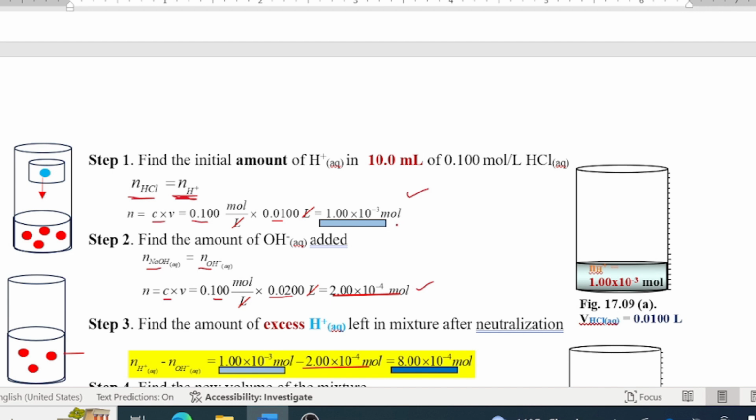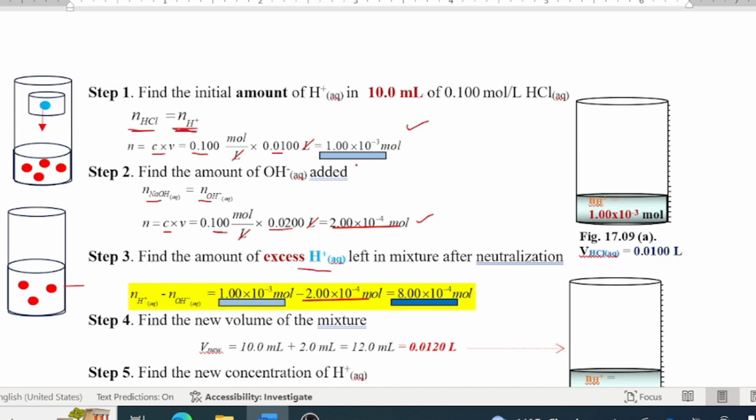So what's going to happen? This number of moles will neutralize exactly the same number of moles here of hydrogen ions. So what we'll do, we'll take this and subtract that from it. Excess hydrogen will be equal to what you had initially there, minus the amount that you're adding there. And this is what you will be left with.